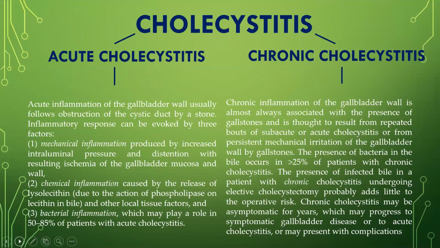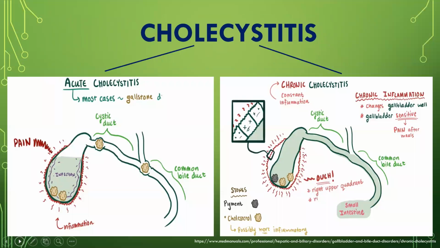It may be asymptomatic for years, and may progress to symptomatic gallbladder disease or to acute cholecystitis, or may present with complications. In the case of acute cholecystitis, as we already mentioned, usually a stone in the common duct or cystic duct leads to retention of bile inside the gallbladder, distension of the gallbladder, viscosity of the bile, and increased activity of bacteria or protozoa inside the gallbladder, which leads to inflammatory changes of the gallbladder wall, distension, and the appearance of pain due to inflammation and possible distension.